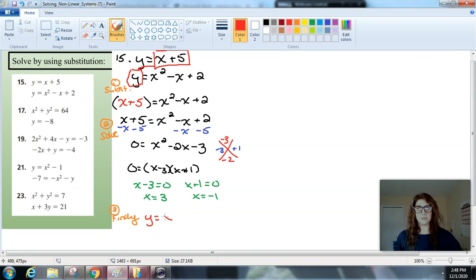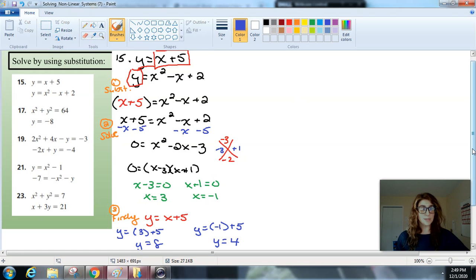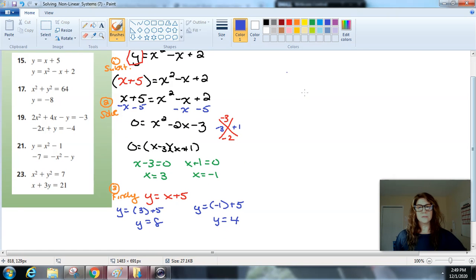So y equals x plus 5. And I'm going to place the 3 in and find a solution. And then I'm going to place the -1 in and find a solution. So this gets me y equals 8 and y equals 4. So when all is said and done here, I can write my ordered pairs as (3, 8) and then (-1, 4).